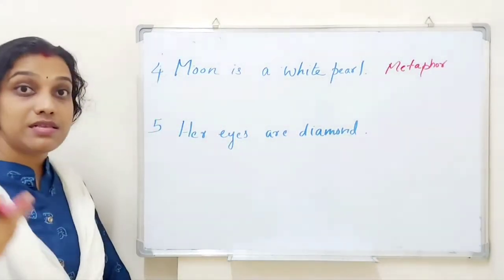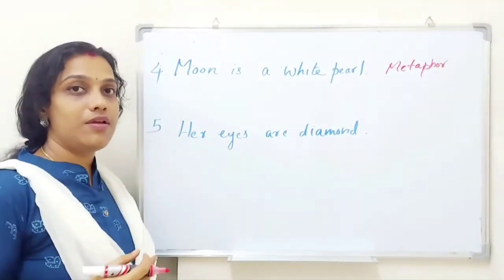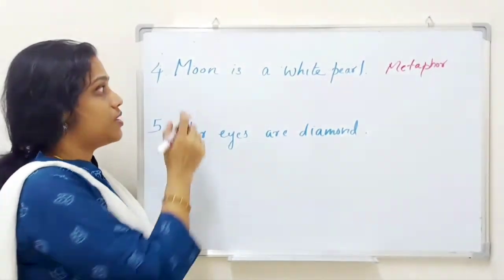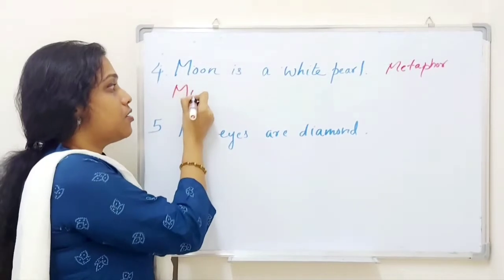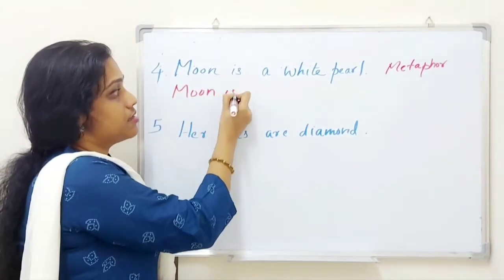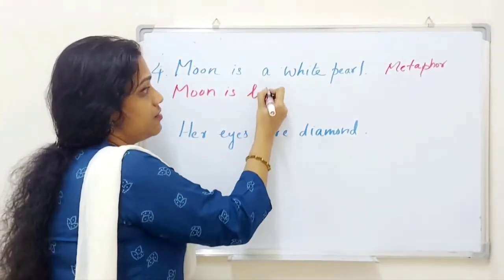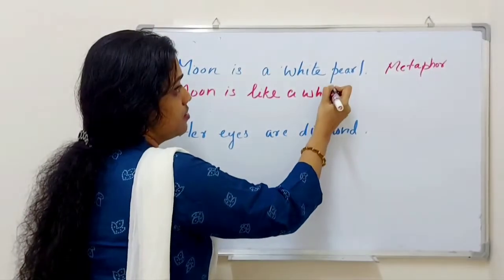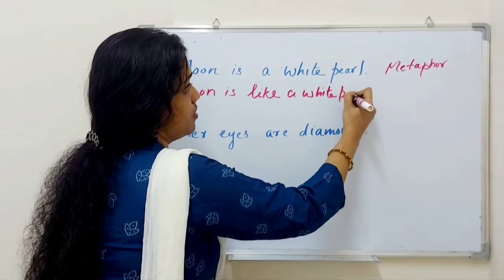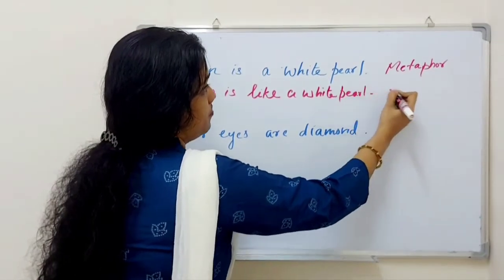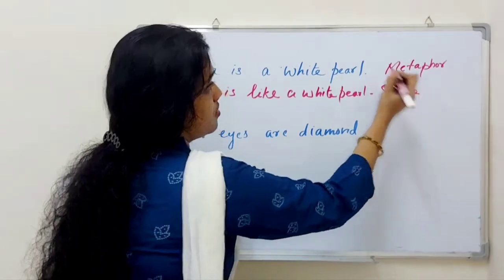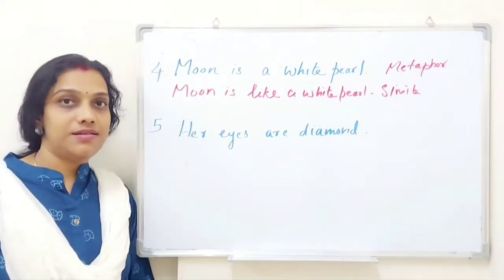Now how can we write a simile from the sentence? How will we write it? For writing a simile, we have to use a connecting word. So we can write it like moon is like a white pearl, right? Now it becomes a simile.